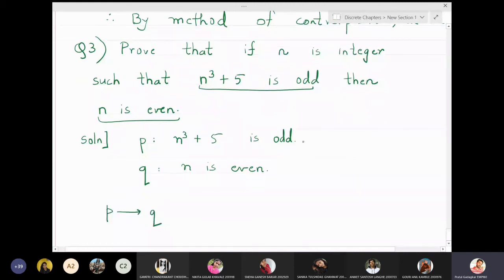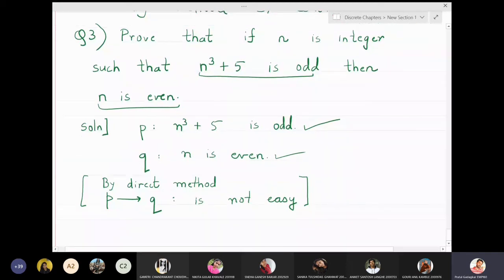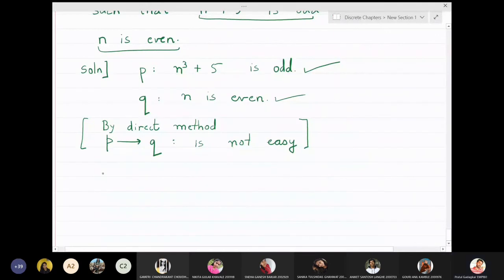So by the direct method, you're writing this as a note, by direct method, that is P implies Q, is not easy. Assume that n cube plus 5 is odd and try to prove that n is even. It is not very easy to show this, right? So in this case, what do we use? We use the method of contraposition.